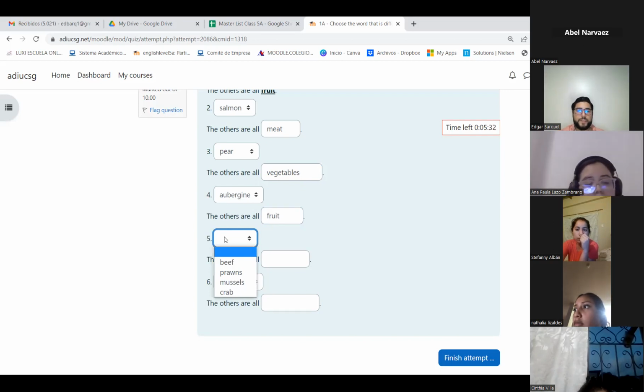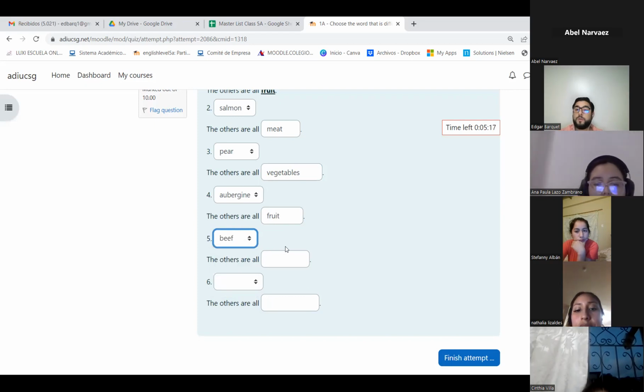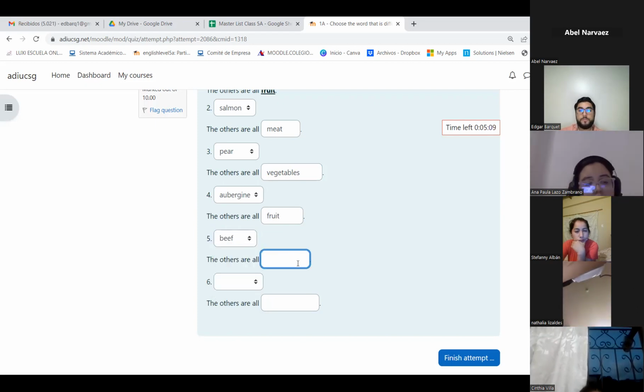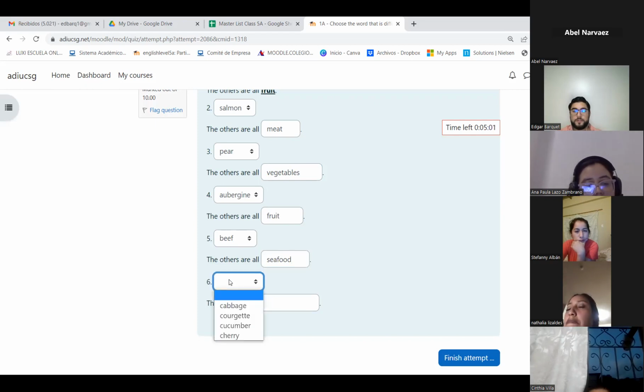Which one is different? Beef, prawns, mussels, or crab? Mussels. Are you sure? Beef, right? Beef is the meat from a certain animal, from the cow. But prawns, mussels, and crab are all seafood, right? Seafood. Mariscos, seafood. All right, number 6.